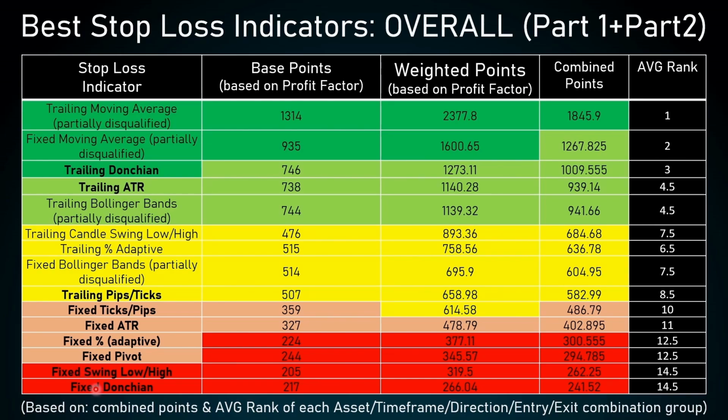So what are the takeaways? If you want to use a stop loss, I would recommend using anything from the dark green or the light green sections. Those probably won't give you bad results. You can also choose anything from the yellow boxes. These are mid-range stop losses, but I would likely avoid these sections, which are in dark red and light red.